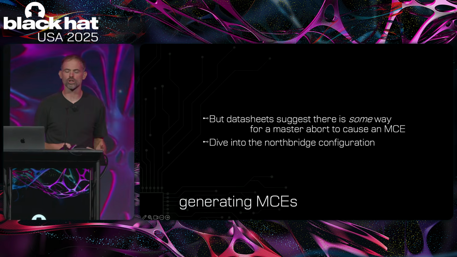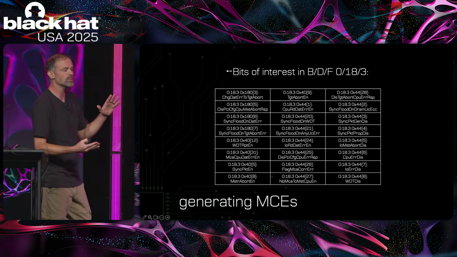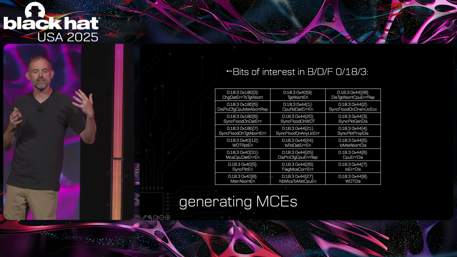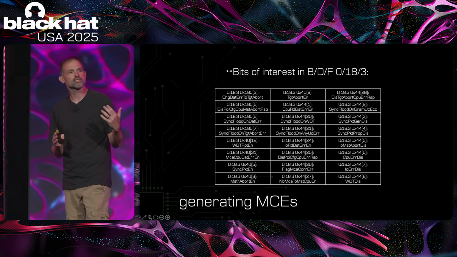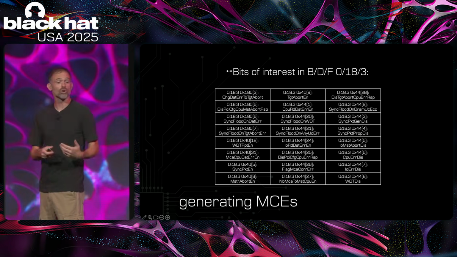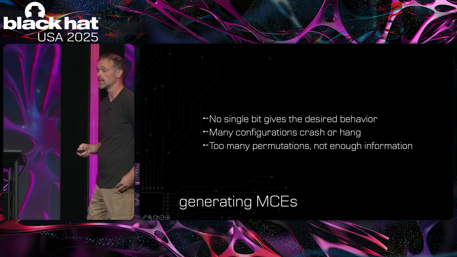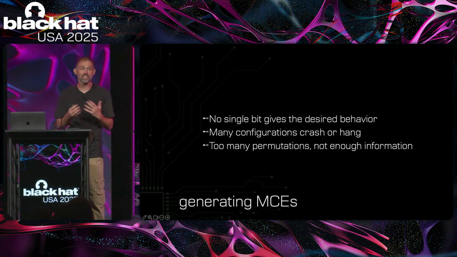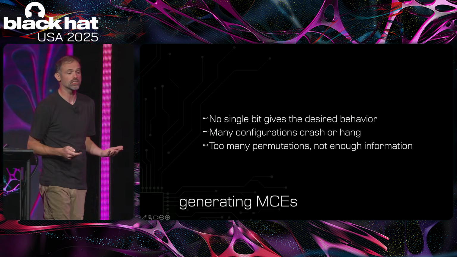So I dove into the North Bridge configuration on this platform, and it's hundreds of pages of documentation and not a whole lot of information. But from that, I pulled out these 24 bits. These 24 bits had descriptions in them that seemed like maybe there's something in there where that bit might control the way an exception gets delivered to the CPU. But when I went through those bits one by one, flipping those one by one in the North Bridge, I didn't get the desired behavior. A lot of those bits were causing platform hangs and resets, but nothing caused a machine check. And maybe it's combinations of those bits that need to be set, but there's just too many permutations there and just not enough information to move forward.